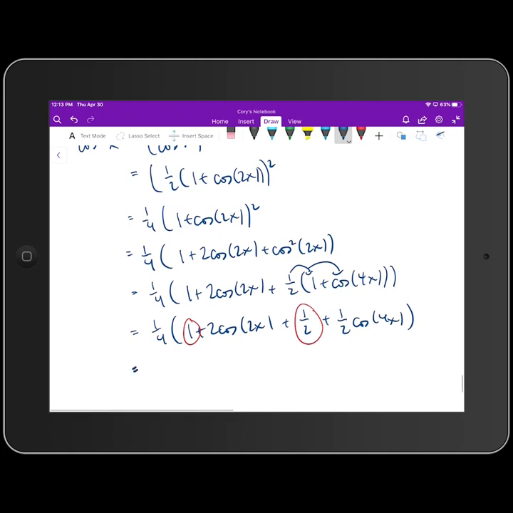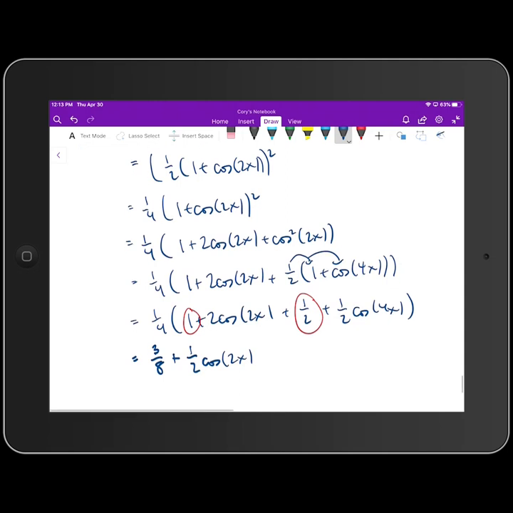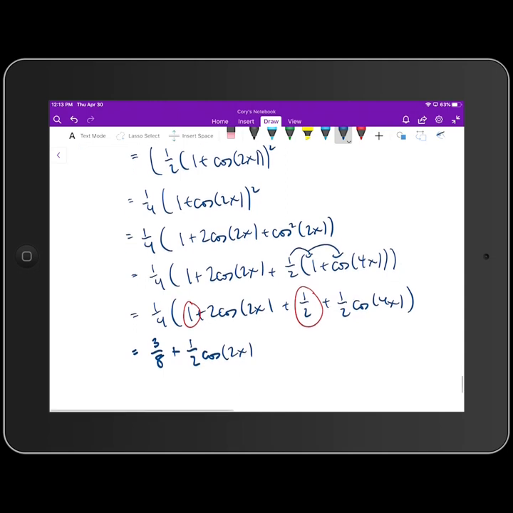So 1/4 times 3/2 is 3/8, plus 1/4 times 2 times the cosine of 2x, which is 1/2 the cosine of 2x, and then 1/4 times 1/2 the cosine of 4x is 1/8 the cosine of 4x. So we're just using the power reducing formula twice to rewrite that expression.